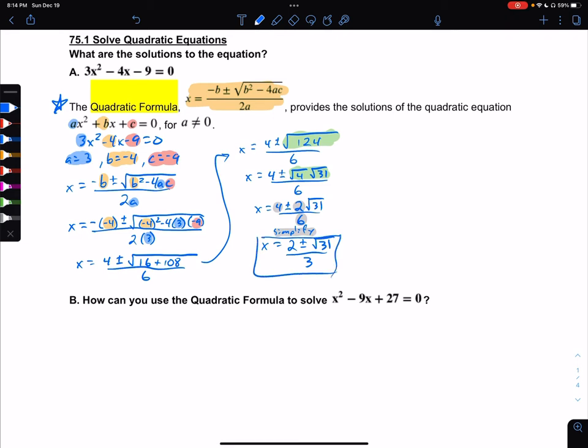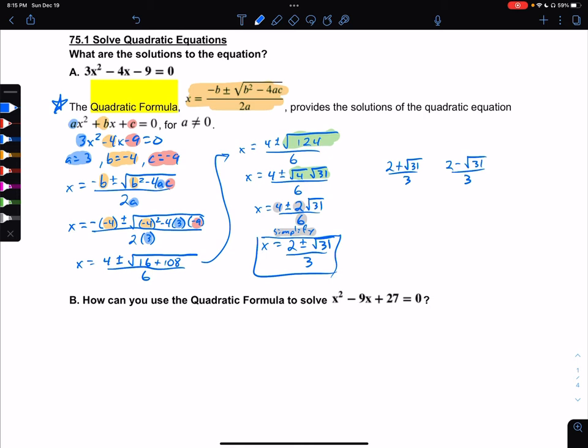We can actually write this as 2 separate solutions if you wanted to. You could write 2 plus radical 31 over 3 and 2 minus radical 31 over 3. But there's really no reason to separate them in this case, so I would recommend just leaving them together with the plus or minus. So in quadratic formula, just plug your numbers in, be careful, take it step by step. Definitely do not rush through these problems.